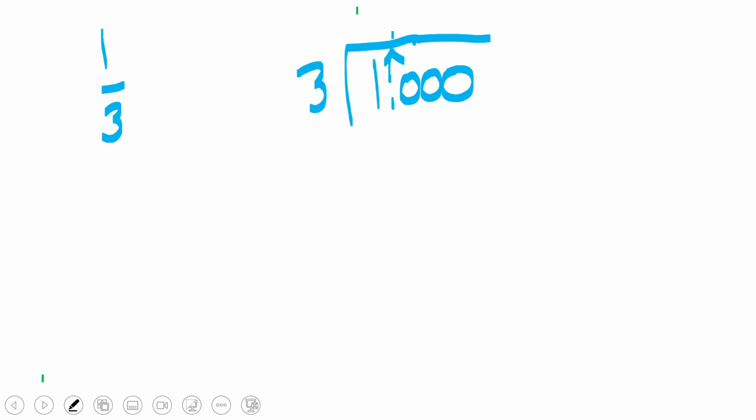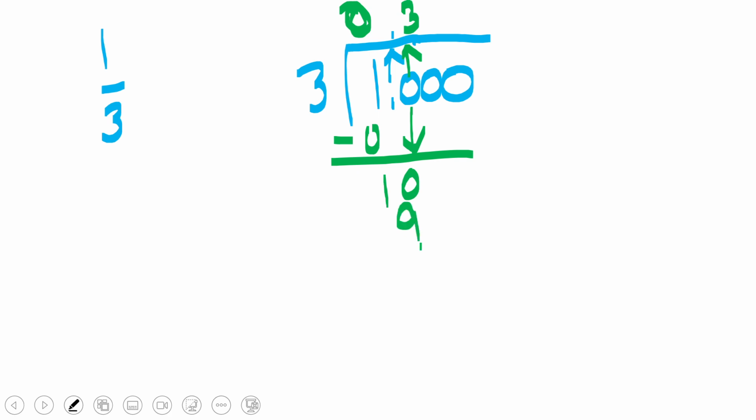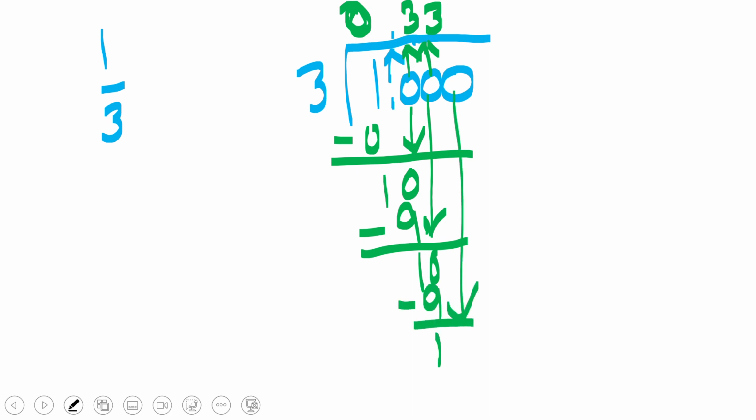3 into 1 goes 0 times. 0 times 3 is 0. 1 minus 0 is 1. Bring down, work above. 3 into 10 goes 3 times. 3 times 3 is 9. 10 minus 9 is 1. Bring down, work above. 3 into 10 is 3. 3 times 3 is 9, and we see a repeating pattern.